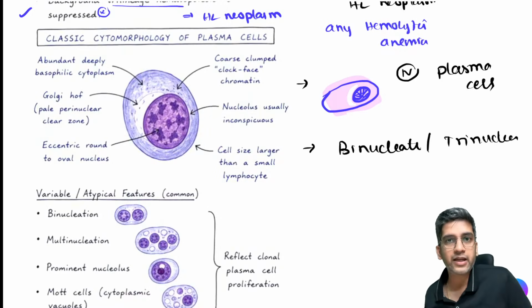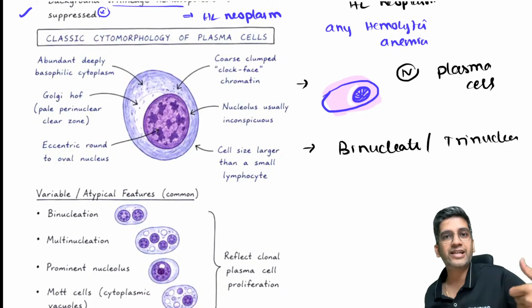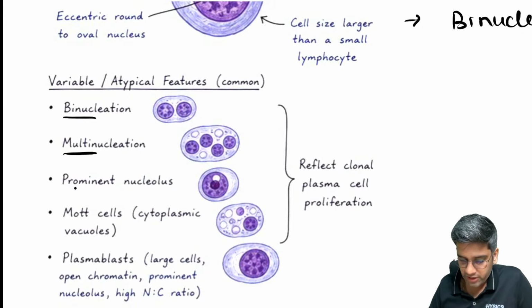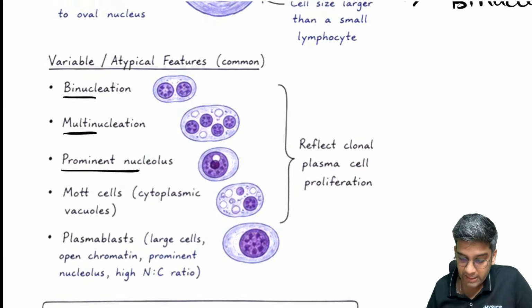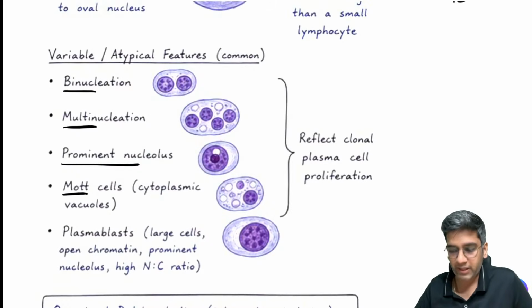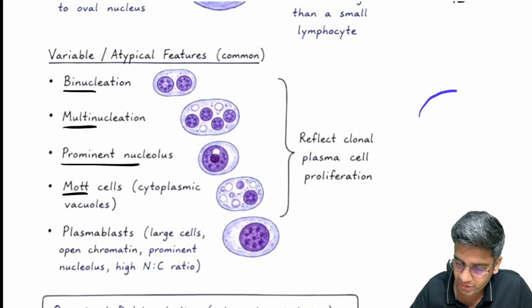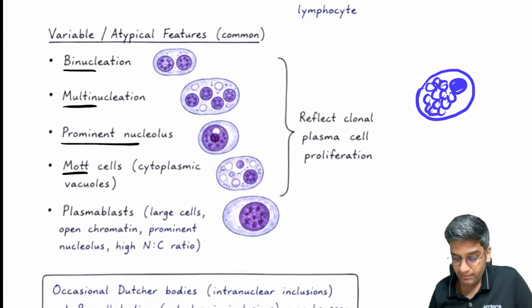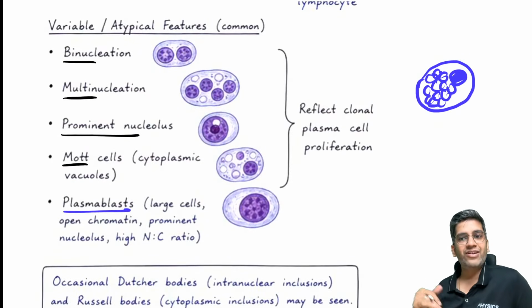Then, like Siddhi said, I can have Mott cell, berry-like, intracytoplasmic, intranuclear inclusions. You have forgotten that, right? I can have binucleation. I can have multiple nucleation. I can have prominent nucleoli, right? Mott cell, these are the grape-like vesicles. You must have seen Mott cells in a lecture. So we have a plasma cell here. I'll have multiple berry-like, grape-like vesicles. That's Mott cell, right? At the same time, you might have plasmablast. These are very much immature.